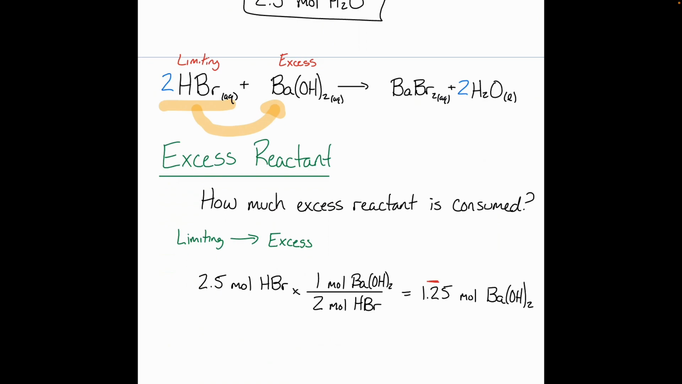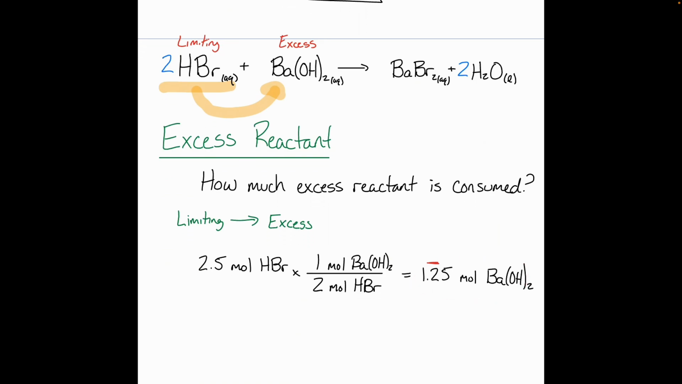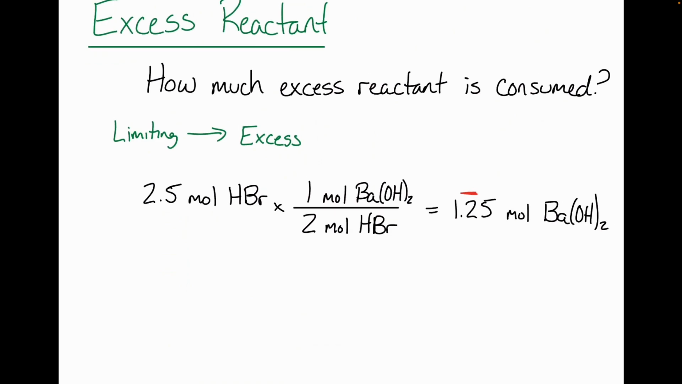All right, so starting out with our limiting reactant, that 2.5 moles of HBr, we're going to use our stoichiometric ratio to jump from HBr into barium hydroxide. My balanced chemical equation tells me that there's a 2-to-1 ratio here. There are 2 moles of HBr consumed for every 1 mole of barium hydroxide that's consumed. All right, so using that stoichiometric ratio, I see that in this reaction, only half of that barium hydroxide, 1.25 moles of barium hydroxide, are consumed.